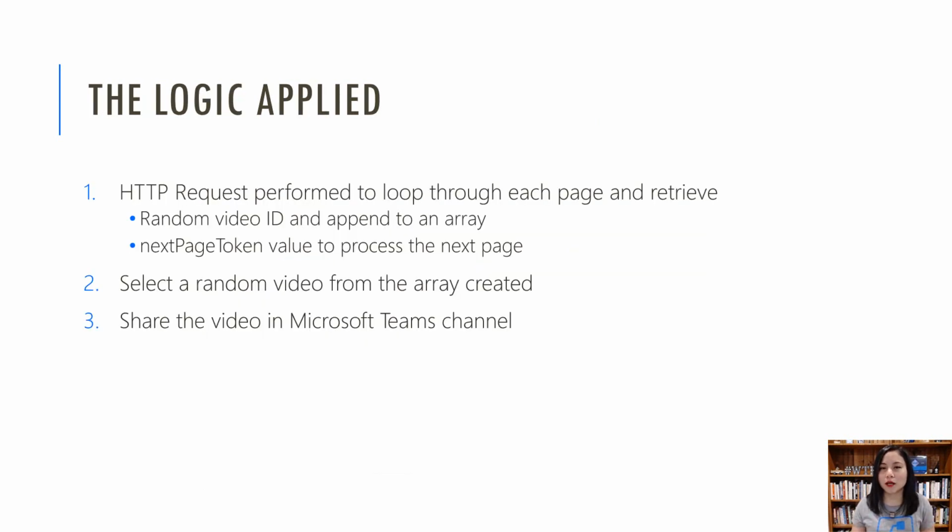So the logic that I'm applying today in my Cloud Flow is we're going to use an HTTP request action, and we're going to loop through each page, and for every page we're going to retrieve a random video, and then we're going to append it to an array. And then we're going to use the next page token value so that we can grab the next page and grab another random video from that other page. And this is pretty much a repeatable exercise until we get to the very last page. When we've got our array of random videos from each page, then we're going to select one random video, and that one random video is what we're going to share with our teammates or with our colleagues to help motivate them and feel enthusiastic.